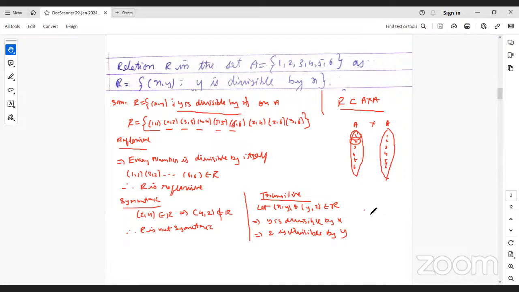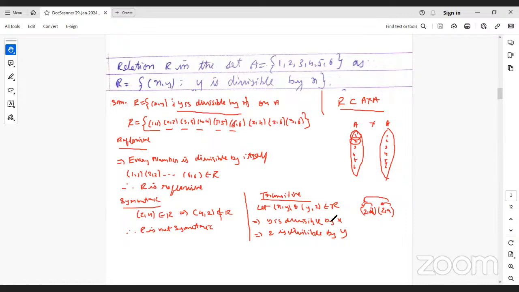See, one simple example we will consider. I will consider (2, 2) and (2, 4), because we require the same elements. Pay attention now. 2 is divisible by 2. Y is divisible by x, so 2 is divisible by 2, and also 4 is divisible by 2. So indirectly we can say 4 is divisible by 2.